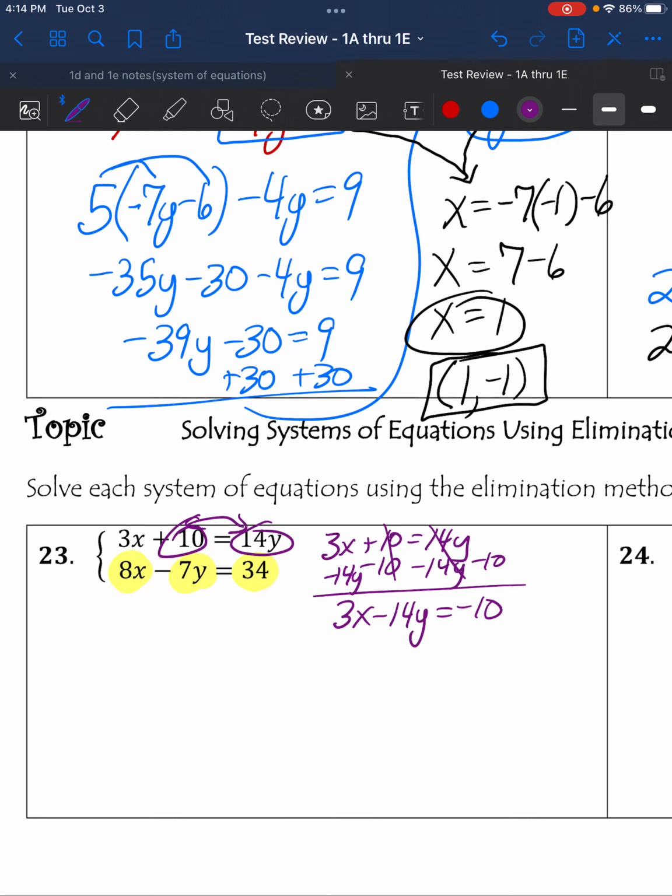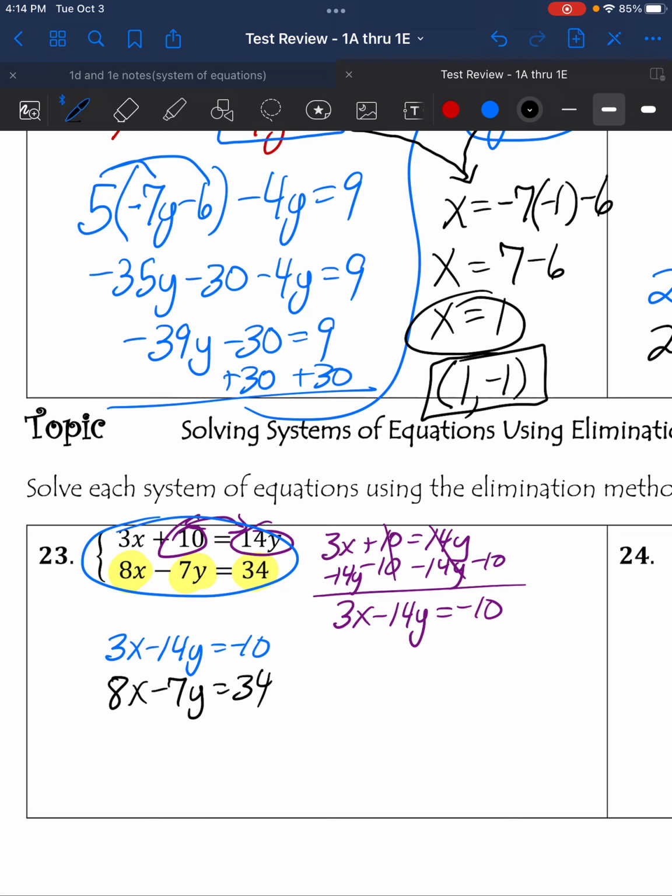So now I'm going to rewrite everything. Rewrite the top equation: 3x minus 14y equals negative 10. Rewrite the bottom equation: 8x minus 7y equals 34. Now I have my x's lined up vertically, my y's lined up vertically, my equal signs and my constants. Everything's lined up vertically. So now my goal is to think, how can I get the coefficients in front of the x values to be opposites, or the y values?